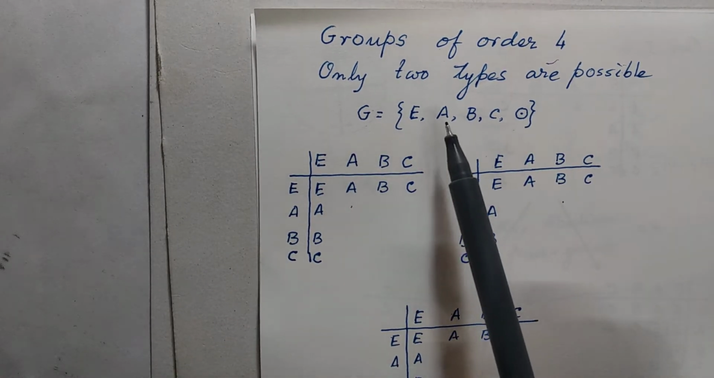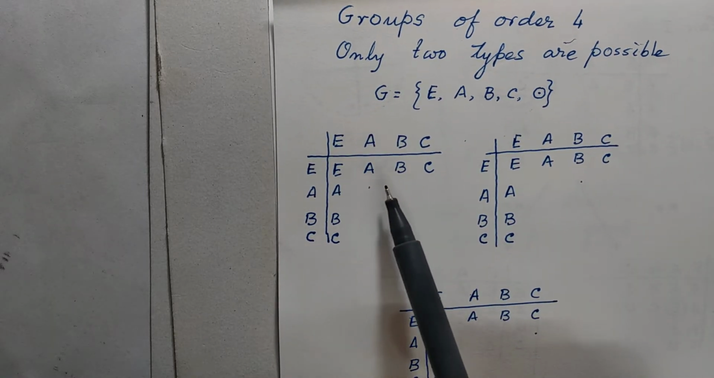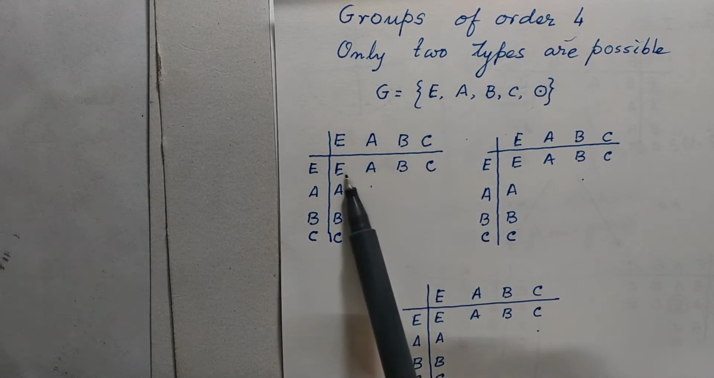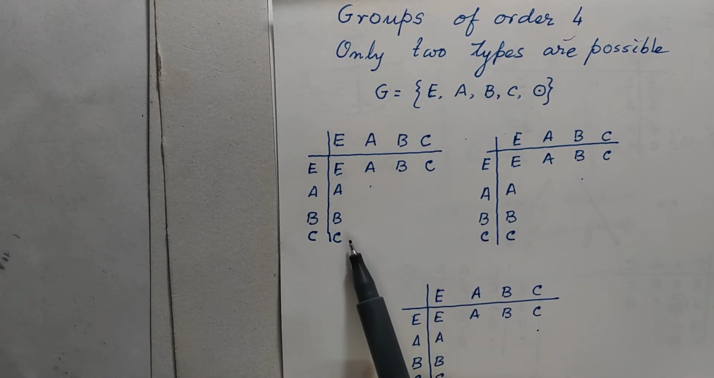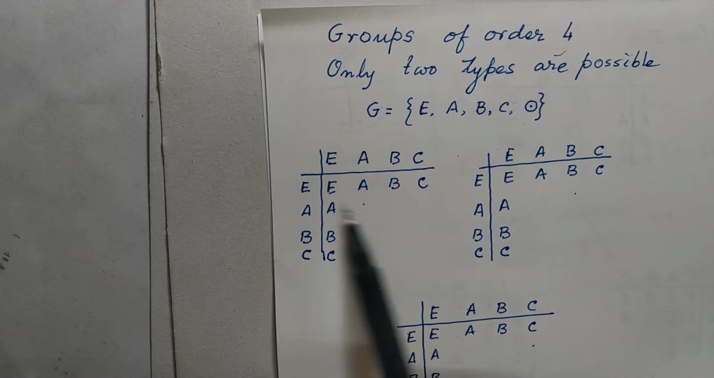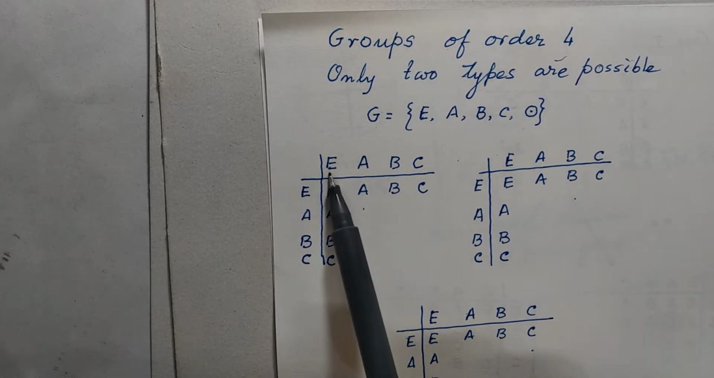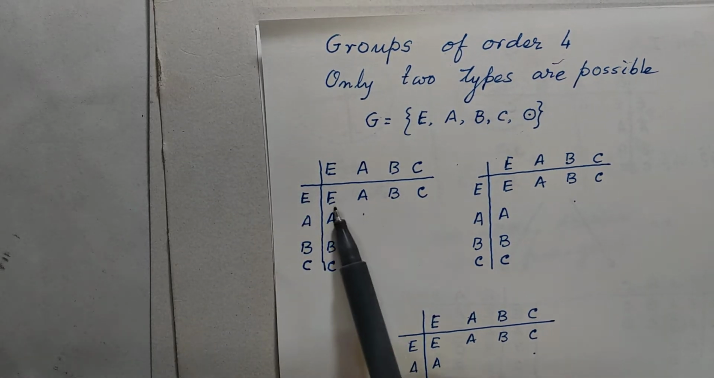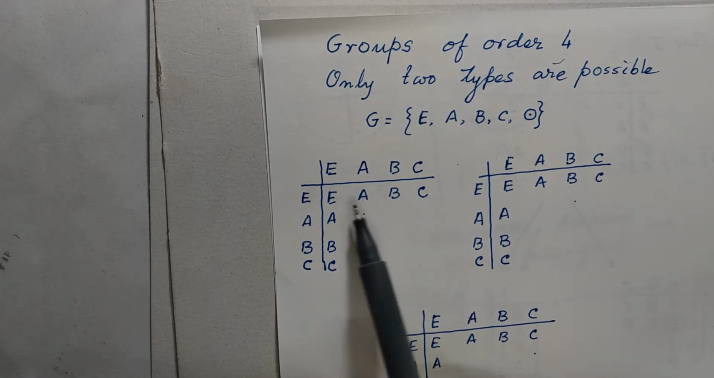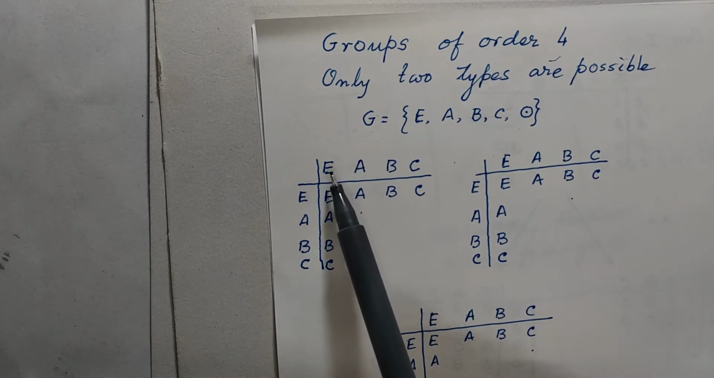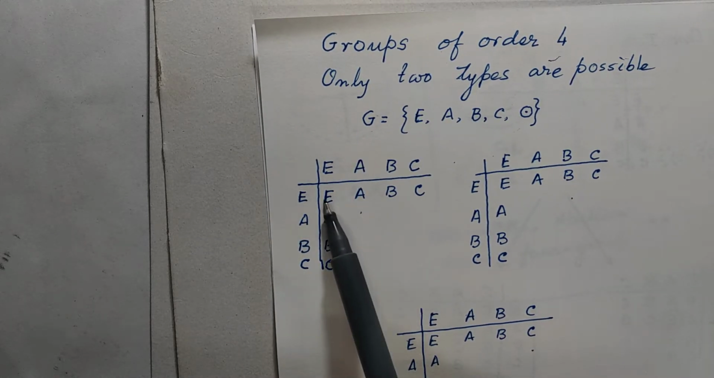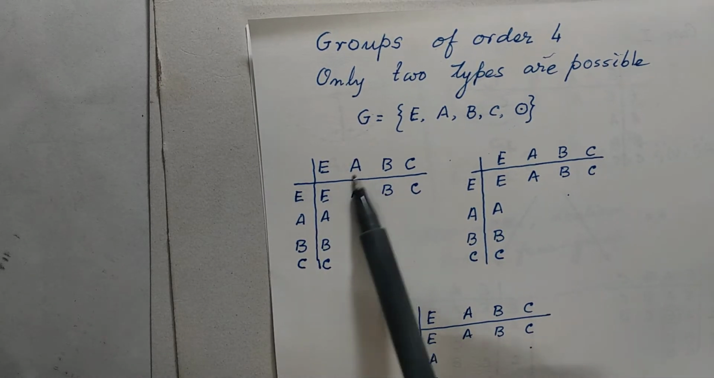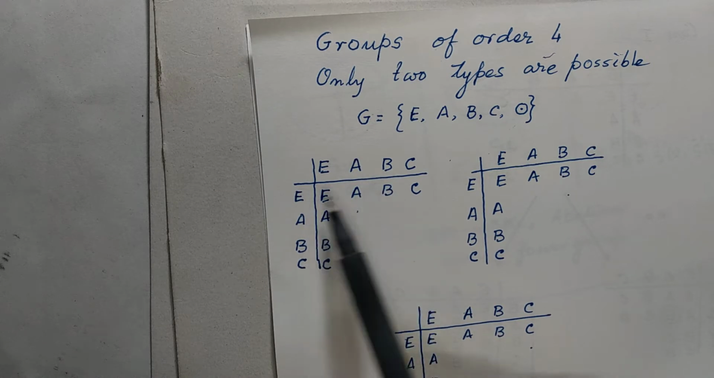If this is a group, then the multiplication table must obey the rearrangement theorem. No element in any row or in any column will be repeated. Let this be a multiplication table. These are the first elements to be considered and these are the second elements. So the first row will be E, A, B, C, because if E is the identity element, then the first row and first column can be immediately written down. A into E is A, B into E is B, and so on.